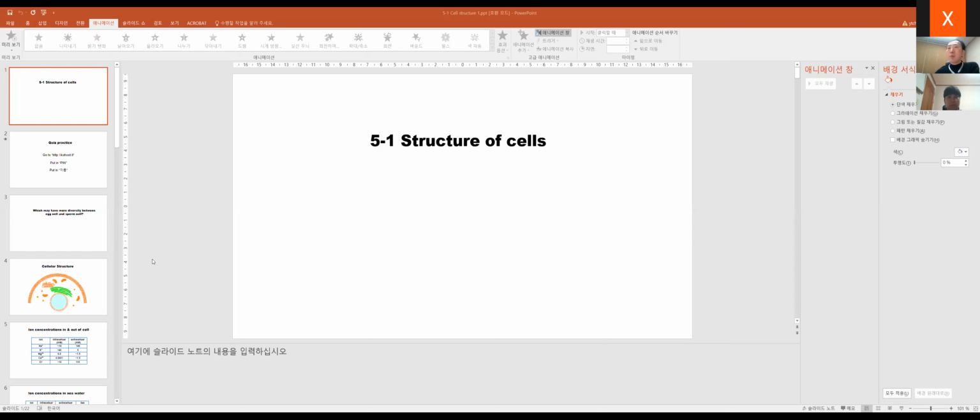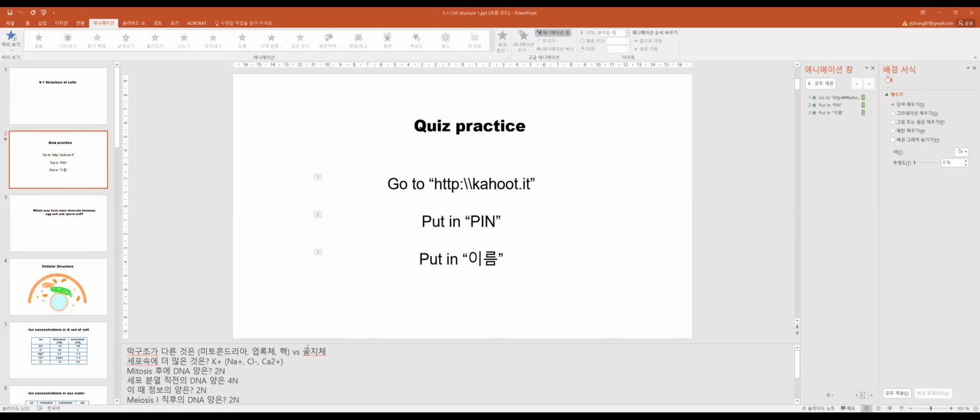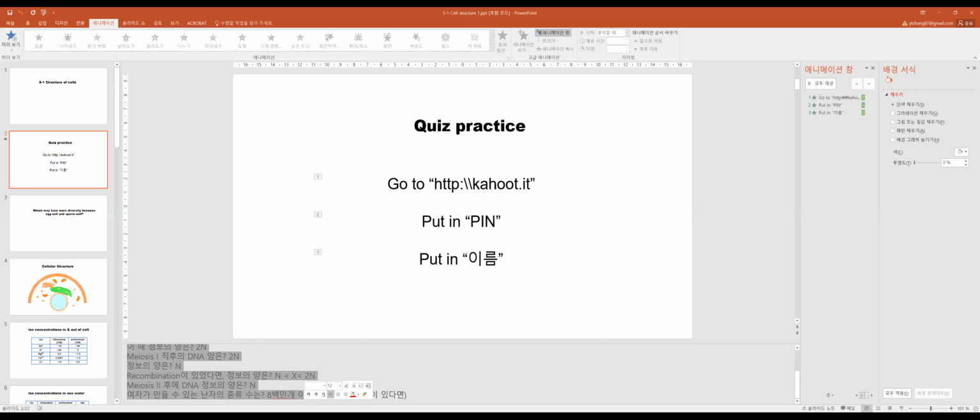Okay, guys, we started today's lecture, and today's topic is structure of cells. So maybe you may feel this is quite a basic one, but there are many things we can think about it. So again, we are going to start with the quiz today.